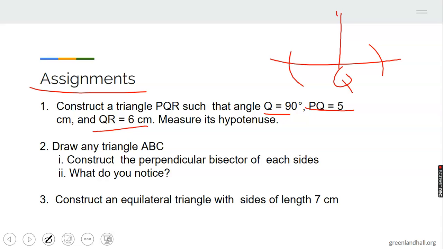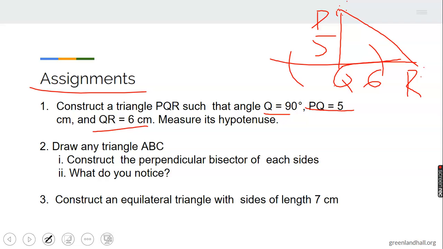Now, your QR is what? QR, let's say here is your R. You measure 6 centimeter, you put it here. Use your ruler to measure the length of this side. Now, join this together, QR and QP. Let's say this place is P. Now, this place is 5. Then, join this place together. Now, use your ruler to measure the length of this hypotenuse. The longest side is called hypotenuse. That is how to construct. That is what you have to do there.